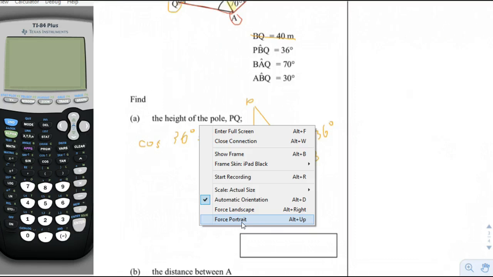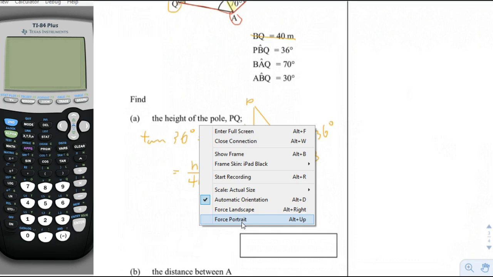But that doesn't help, does it? Because we're not even interested in the hypotenuse. What we want to know is the height of the pole. Now, could we write some other trig function which uses the opposite and the adjacent? Hey, opposite adjacent, that would be tangent. So what about the tangent of 36? That would be the opposite over the adjacent, opposite being h, adjacent being 40.